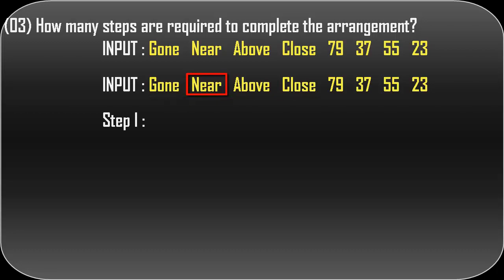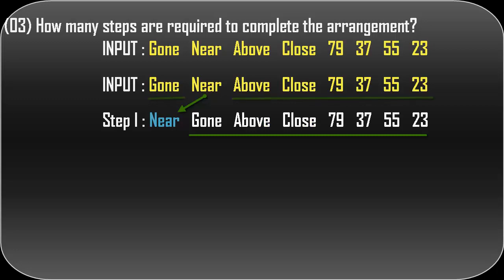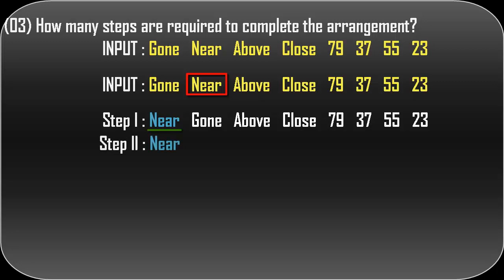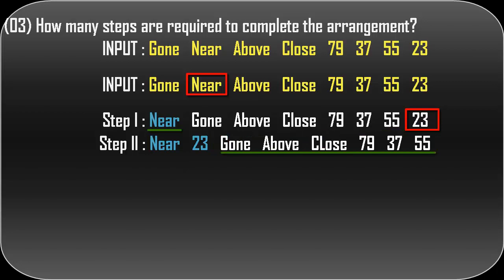Put it in the first spot in step 1 and the rest of the places will be filled with the elements in the same order as in input. Now if you have pen and paper, just draw a box around near in input and underline the word near in step 1. Second step, the first spot will be the same as step 1. Find the lowest number from step 1, that is 23, and put it in the second spot in step 2. And the rest of the spots will be filled with the elements in the same order as in step 1. In step 3, the first and second spot will be the same as in step 2.